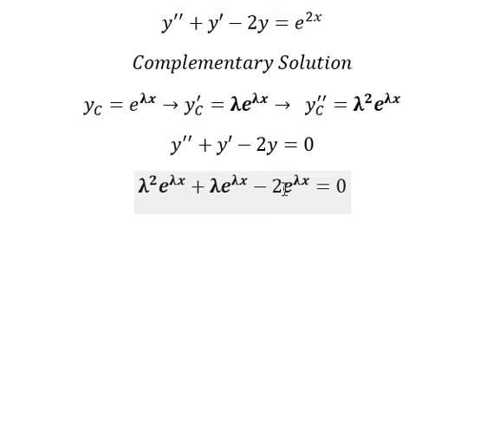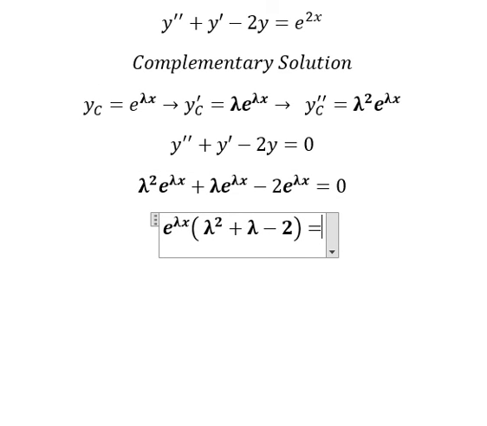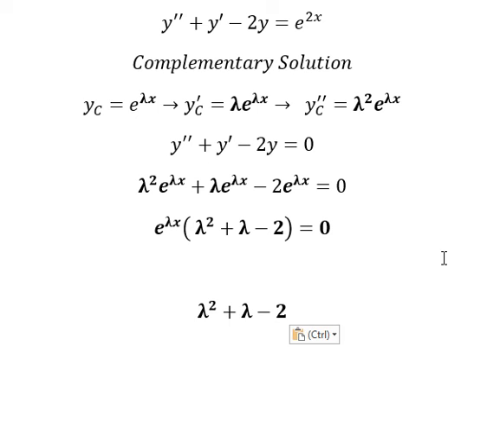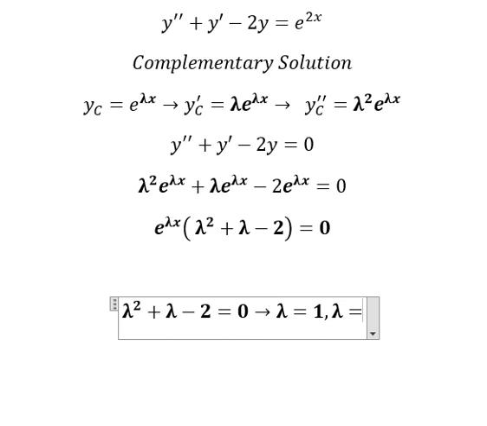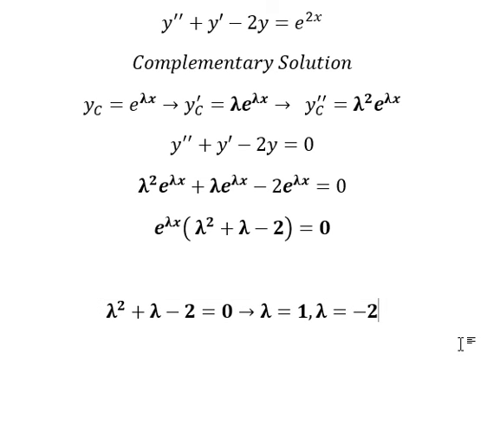And we have e to the power of lambda s. We can do factorization, so we can find the solutions of this one. And we have lambda equals 1 and lambda equals negative 2. So we can find yc here.